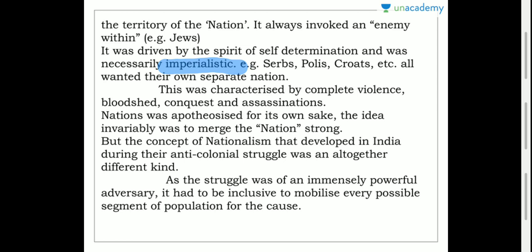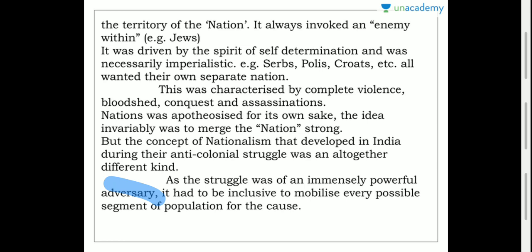But the concept of nationalism जो इंडिया में डेवलप हुआ during the anti-colonial struggle was altogether of a different kind, बिल्कुल different kind था. और उसकी मजबूरी भी थी, in the context that we were struggling against an immensely powerful adversary. जो हमारे adversary थे, जो हमारे दुश्मन थे उस टाइम पे, ब्रिटिशर्स, जिनके खिलाफ हमने नेशनल मूवमेंट चलाई हुई थी, it was basically comparatively a very powerful people. And because of that, it meant to be inclusive.